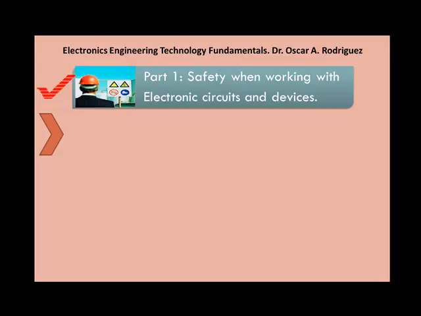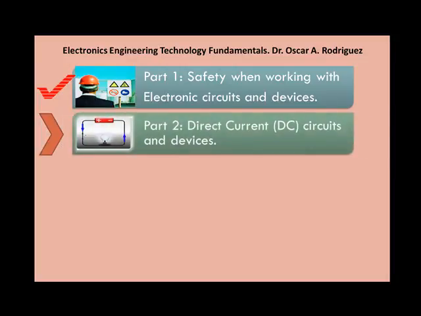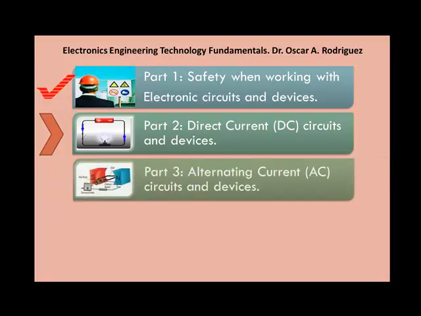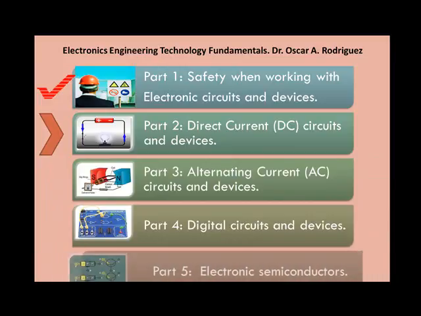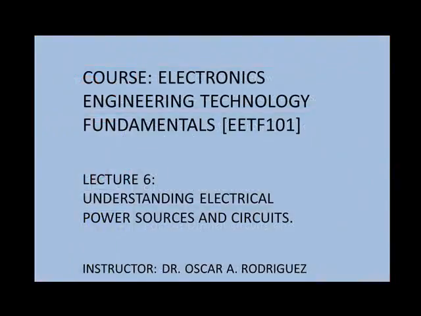We have covered so far part one and all four lectures, and we did one lecture on part two. This is the second lecture on part two we're doing, and later on we're going to cover part three, part four, and part five of this course. So let's go into today's lecture, which is essentially lecture number 6, understanding electrical power sources or circuits. This is a little more in-depth explanation regarding electrical power sources and circuits.